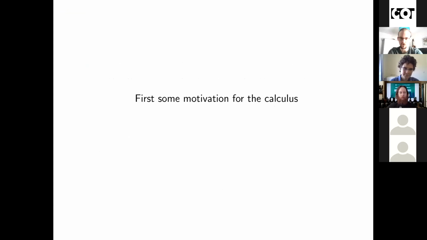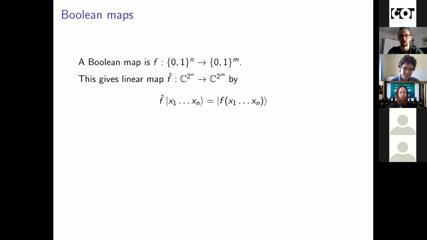Anyway, okay. So first, I want to give some motivation for these generators and the rules of the calculus, which also should hopefully explain to people who don't know what ZX and ZH is what's going on. So it's based in a sense around Boolean maps. A Boolean map is just a map that takes in a bit string and puts out a bit string. And any such map we can lift to a linear map on qubits by just defining its action on the computational basis states. So we put in a computational basis state and we output the computational basis state that corresponds to the function application.